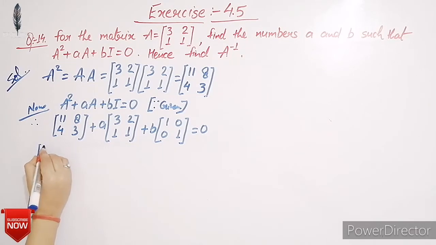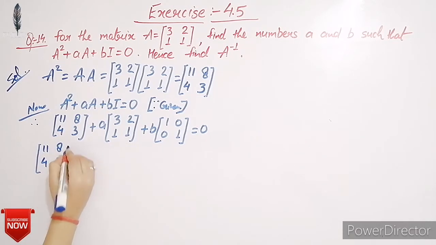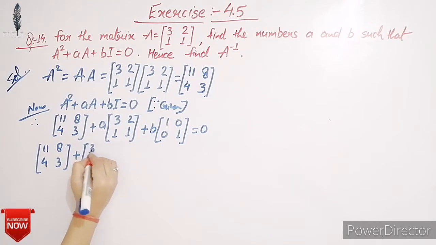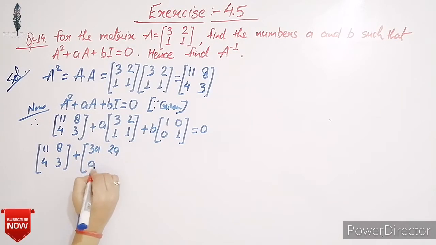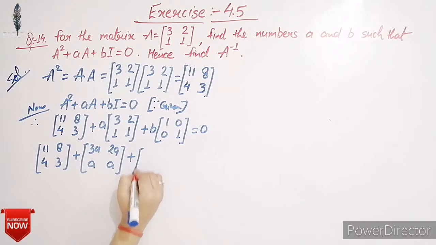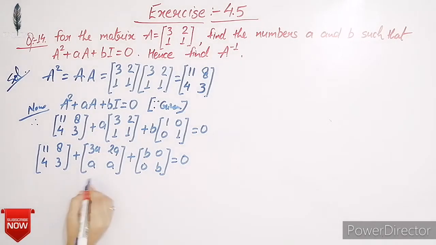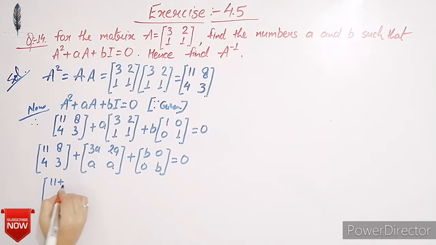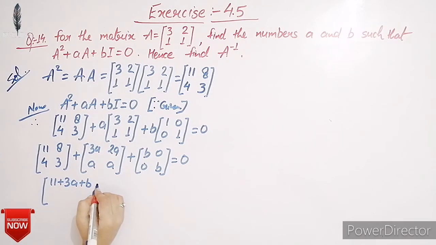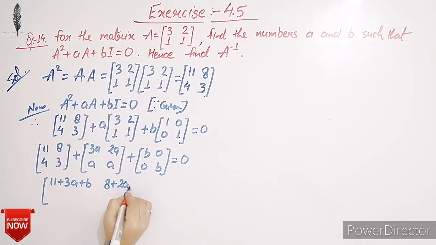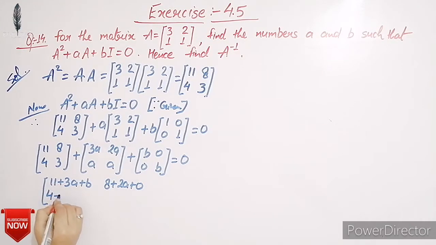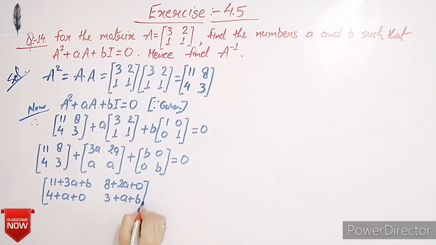So here [11, 4; 8, 3] plus [3a, a; 2a, a] plus [b, 0; 0, b] equals 0. On solving the corresponding elements, we have 11 + 3a + b, 4 + a + 0. In the second row we have 8 + 2a + 0, and 3 + a + b equals 0, meaning the null matrix, [0, 0; 0, 0].